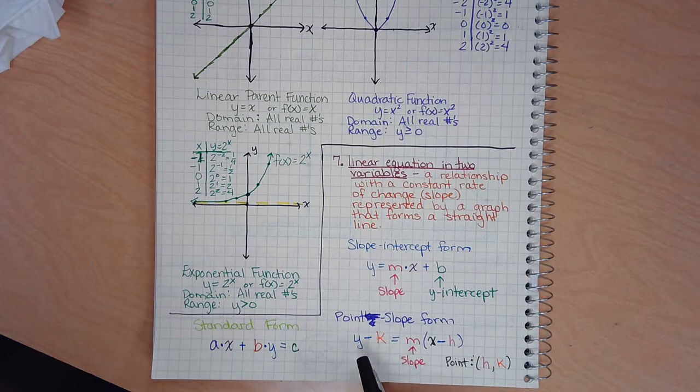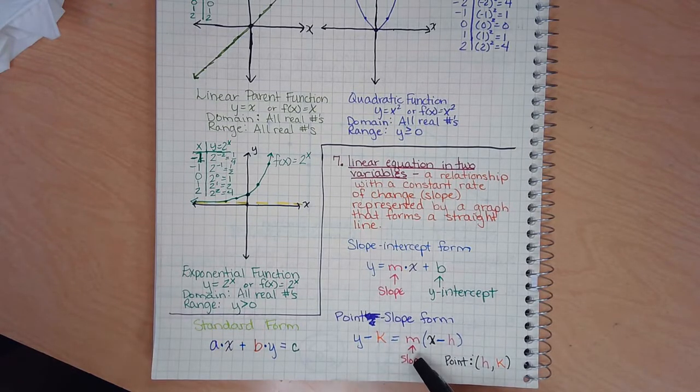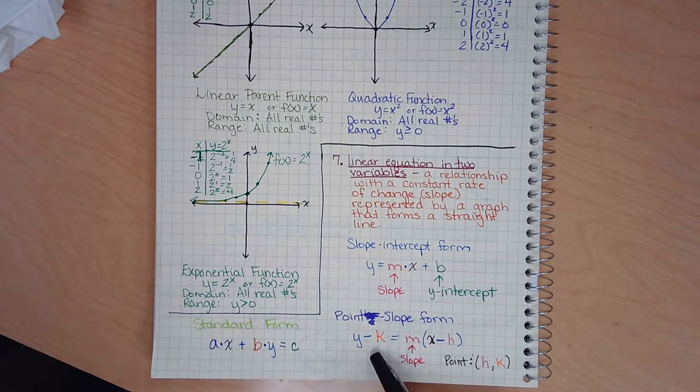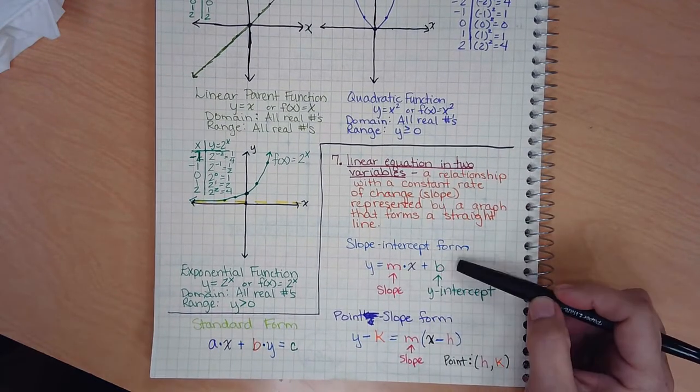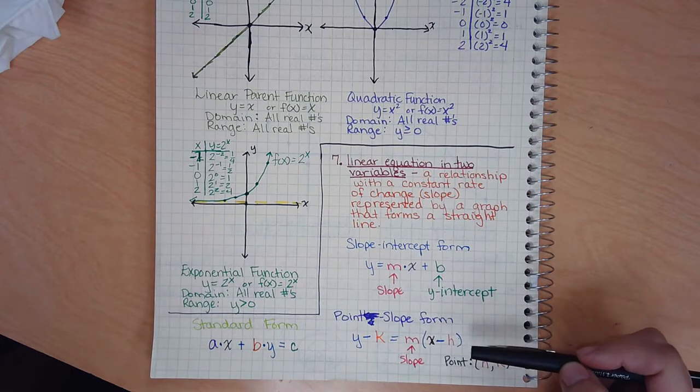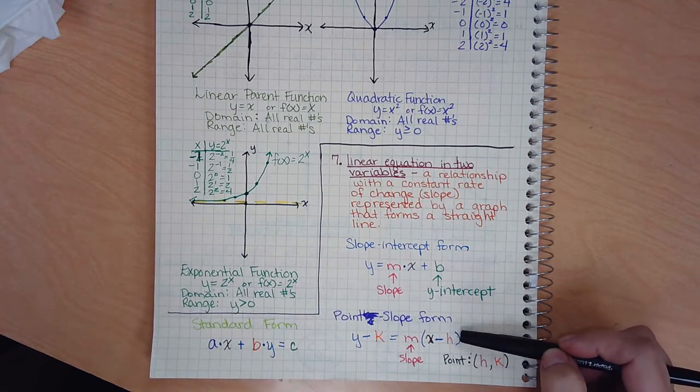Point-slope form is used if you have a second point other than the origin. You have another point to put in, and you know your slope, so you can put this in, solve for y, and then it comes back to becoming y equals mx plus b. In this case, you do not know what your y-intercept is.